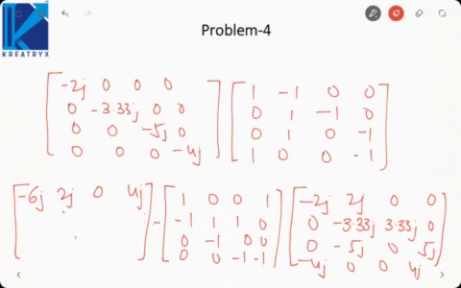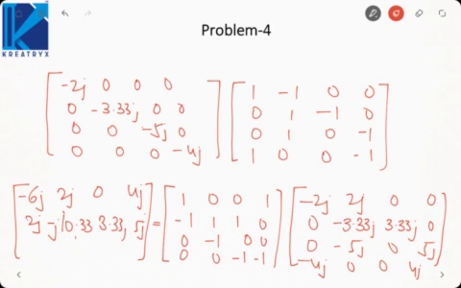Then second row into first column, it will be 2j. Second row into second column, it will be 2j minus 5j, that is minus 3j, minus 3.33j, that is minus 6.33j. So it will be minus 2j minus 3.33 minus 5, that is minus 10.33j. Then second row into third column, it will be 3.33j. Second row into fourth column, it will be 5j.